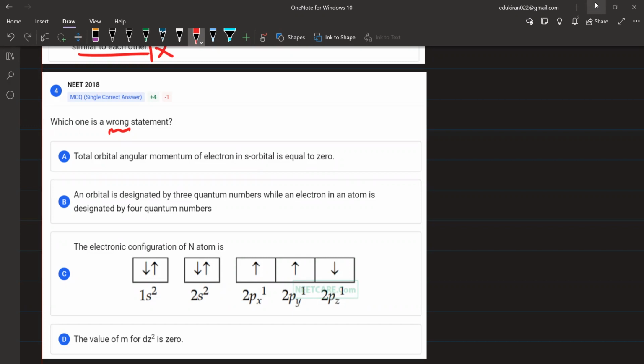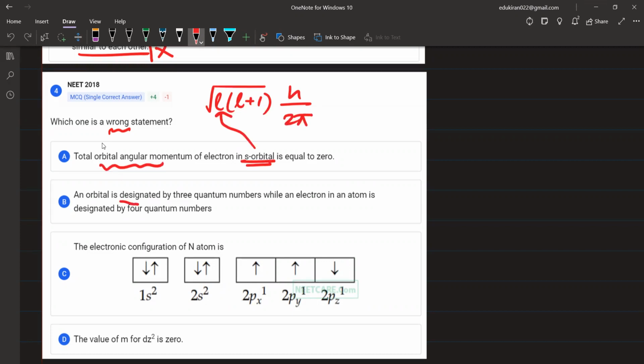Yes, Hiba and Saf, very good. Correct. See here, guys. The total orbital angular momentum, अभी हम लोगों ने पढ़ा था, under root of L into L plus 1 into h upon 2 pi. So obviously if L is equal to 0, because s orbital azimuthal quantum number is 0, so this value will be 0 multiplied by anything will be equal to 0. So this statement is correct.